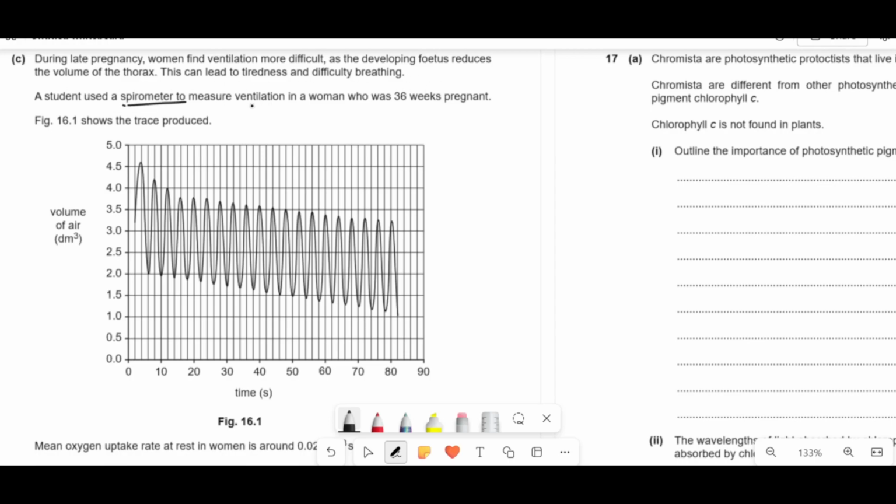A student used the spirometer to measure the ventilation of a woman who was 36 weeks pregnant. So again, they're just measuring the time and how much volume of air they're moving, right? So this is a spirometer. Volume of air. So they're breathing. When you use a spirometer, you put a tube around your mouth, you breathe in and out. So if the volume of air is going up, this means they're breathing out, in, and so forth, right?